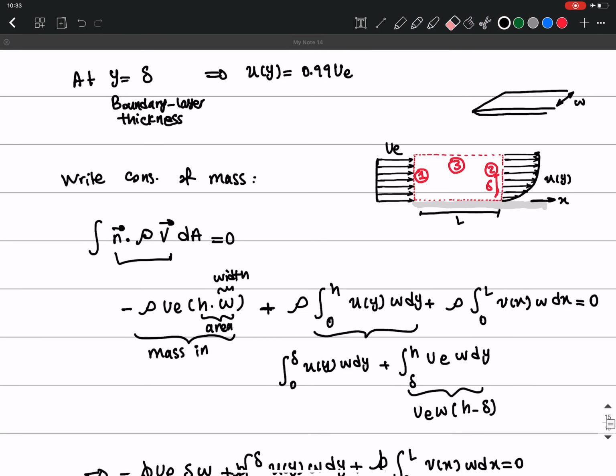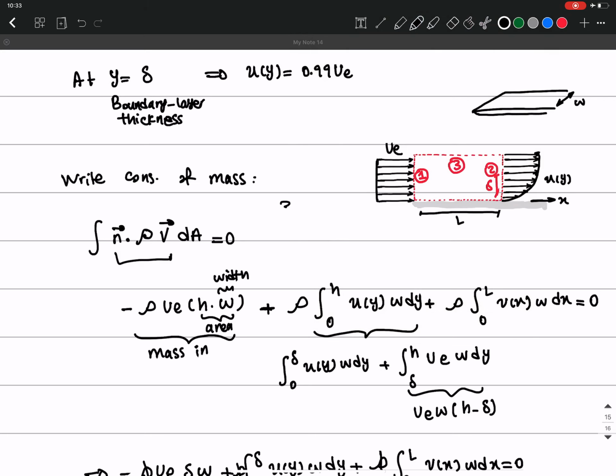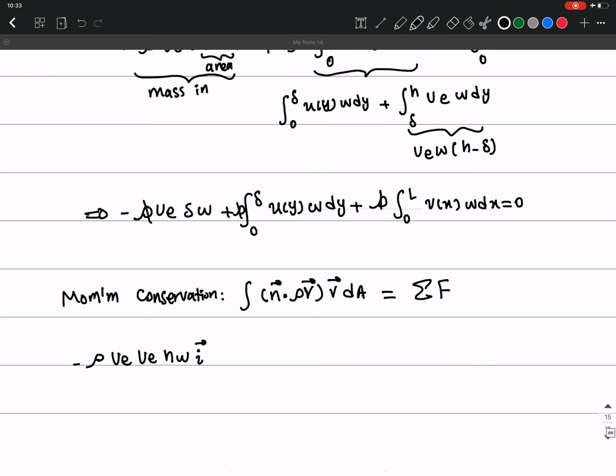Yeah, so this term is not a vector, because what we are doing here is multiplying a dot product of two vectors, which is going to be a scalar. But here, this is a scalar and this is a vector, so the product will be a vector. So I need to have a vector sign here. It's in the I direction.